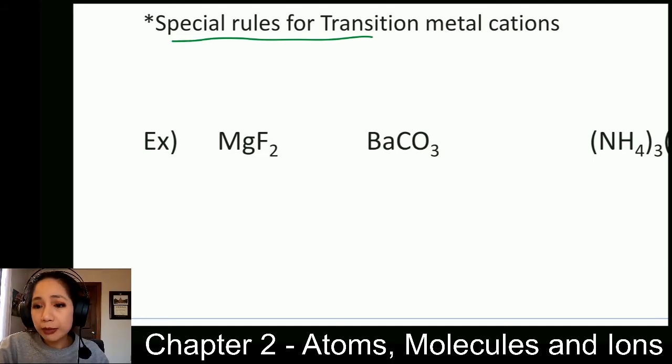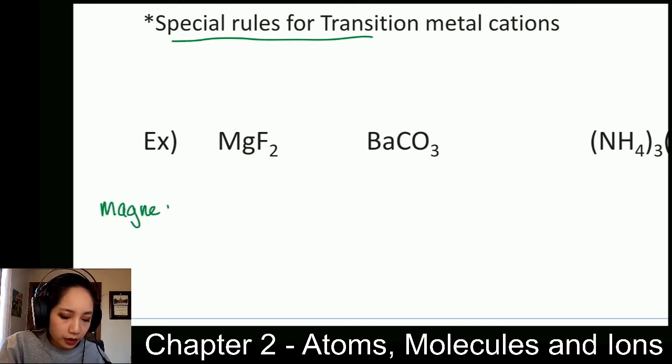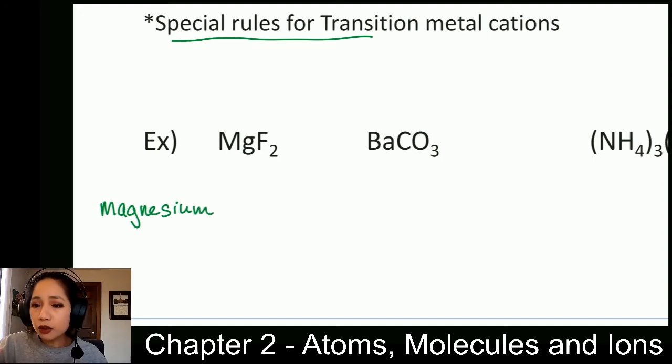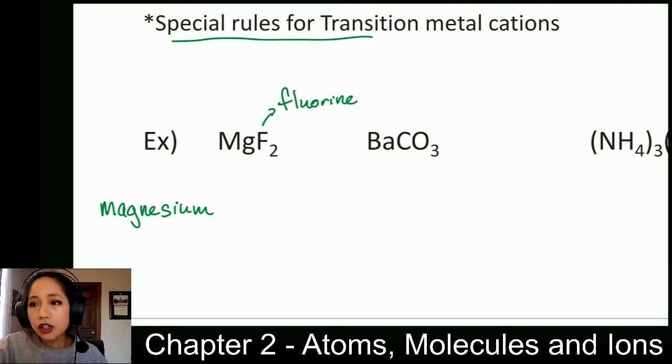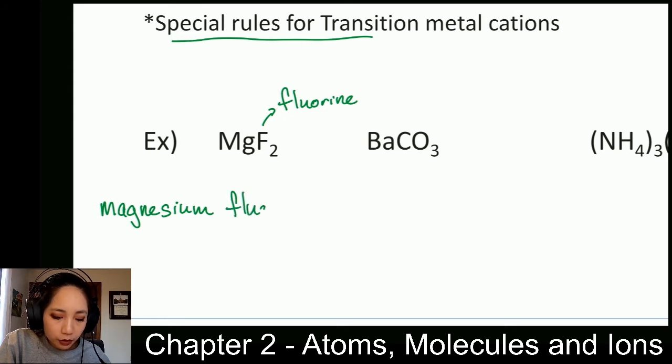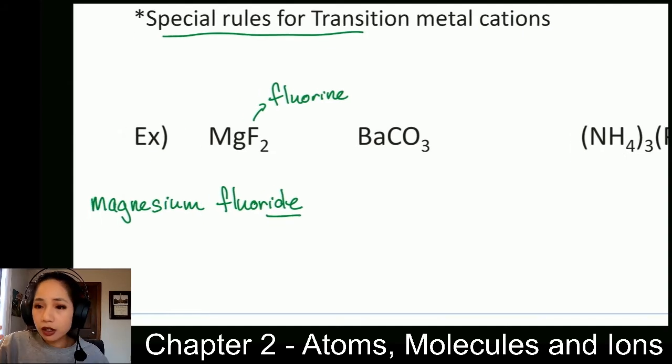How we would name these is you first name the cation, which is magnesium, and then you name the anion, but we need a special suffix here. So fluorine, this is a fluorine atom off of the periodic table, but because it's the anion, we need to put a special suffix. So we change the "ine" into an "ide" because it's an anion. So this becomes magnesium fluoride. All right, so that's the first example.